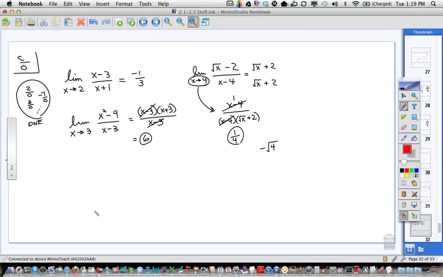If there's a negative in front of it, then it's -2. What you're thinking of is the solution to this equation. The solution to that equation is plus or minus square root of 4. But if I write square root of 4, it's just 2.